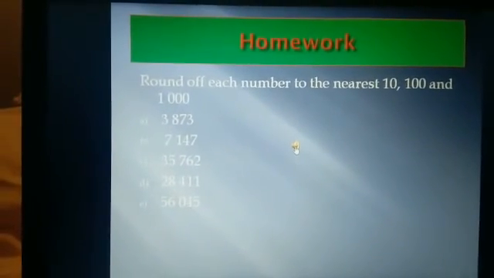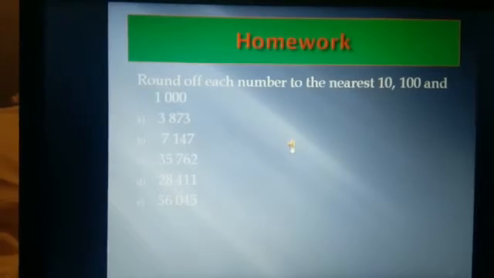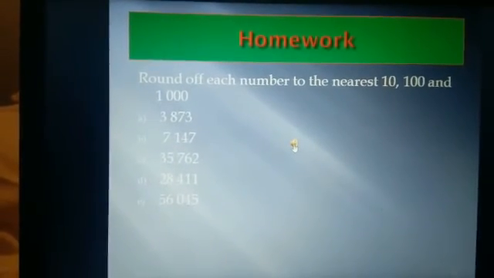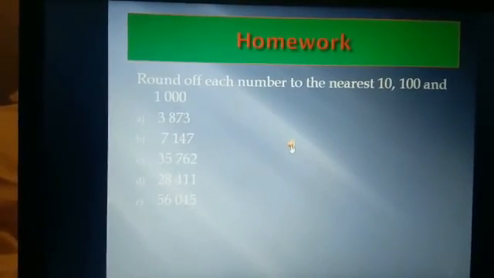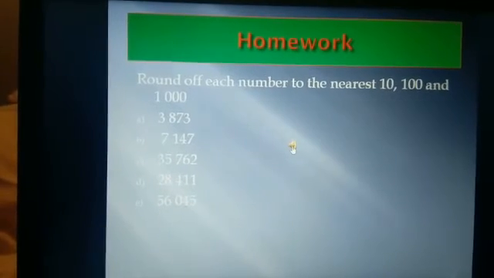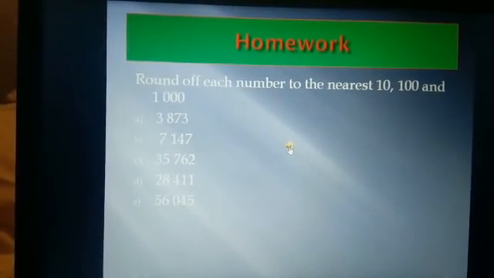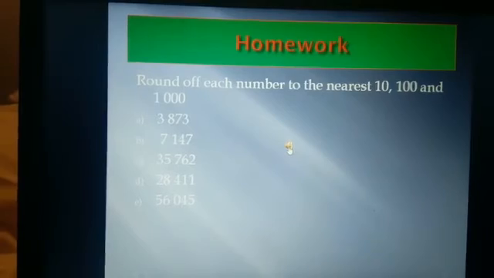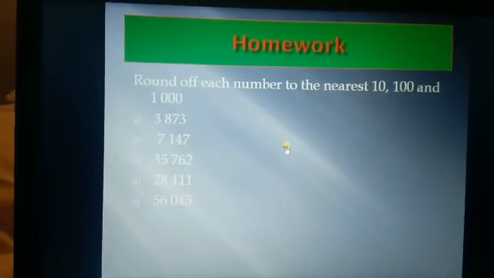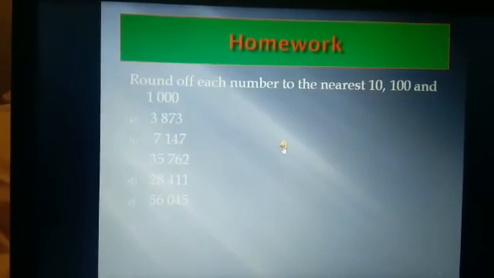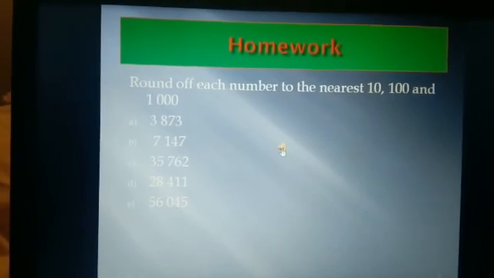Now, for us to check that we understood, we are going to do homework where we are going to round off each number to the nearest 10, 100, and 1,000. So we go back to the rules, we reread the rules, and we apply them in order to get our answers.